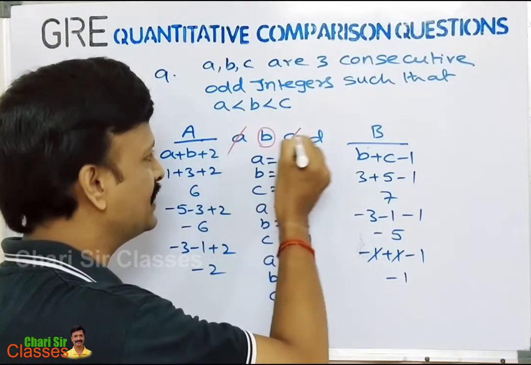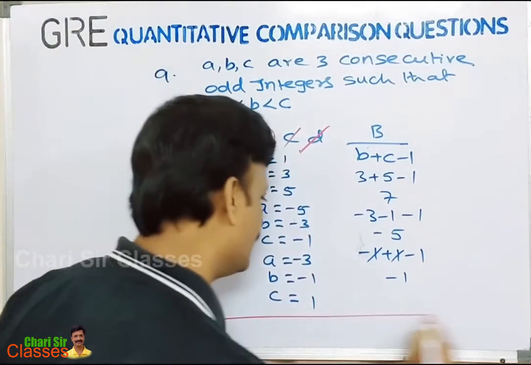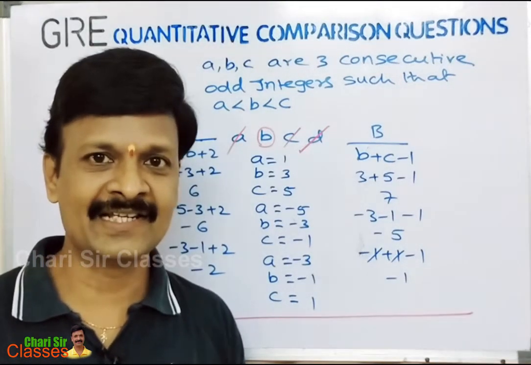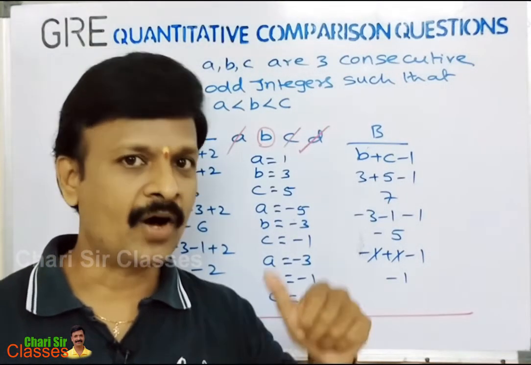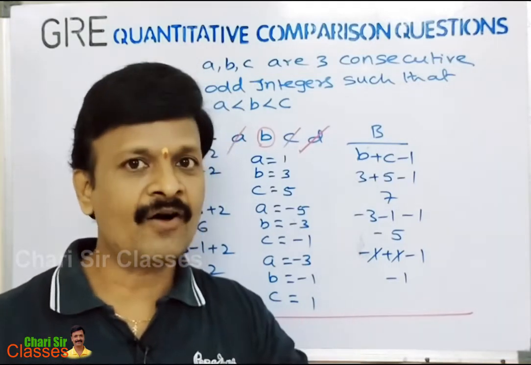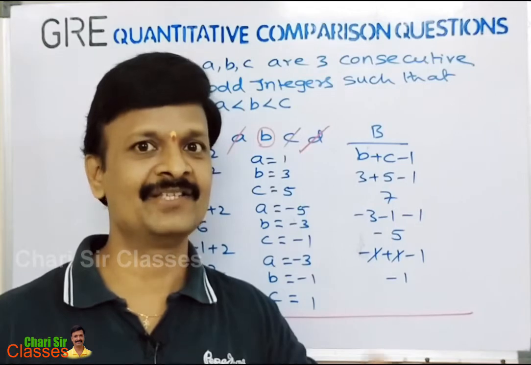For all the cases, D can be eliminated. Like this you can try. When consecutive odd integers are given, you can also take positive odd integers, negative odd integers, and a mix of positive and negative odd integers you can consider.